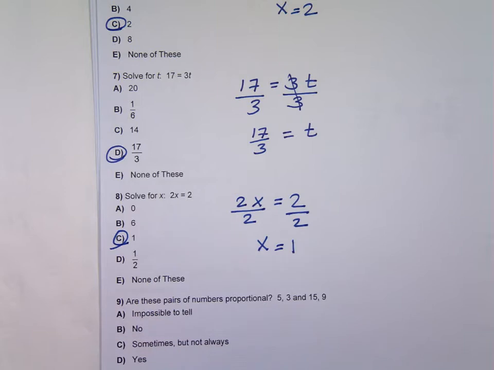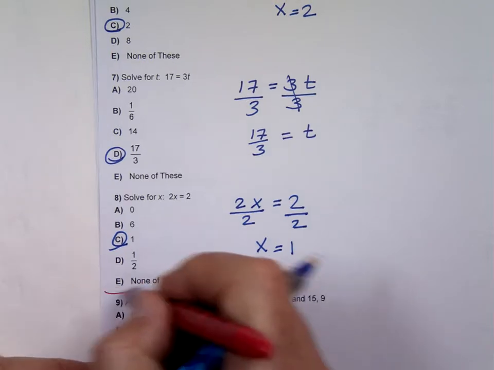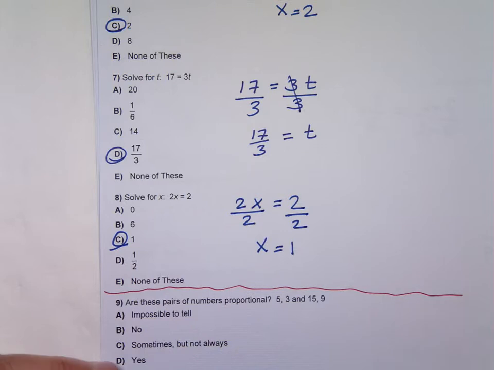Now, the next group is going to be chapter 5. As we said, this test, chapters 4, 5, and 6. So up to here, all of that came from chapter 4. Now it's chapter 5.